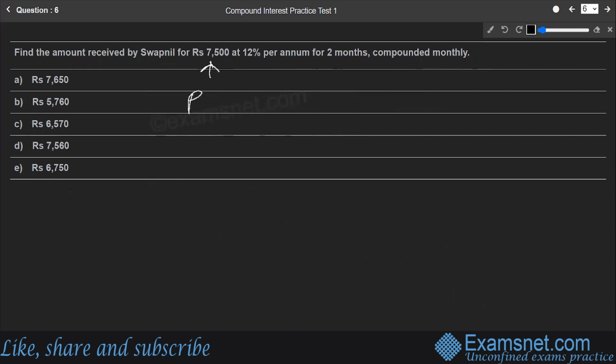Okay. Find the amount received by Swapnil for rupees 7,500. So clearly the principal value is 7,500 at 12% rate per annum, for 2 months compounded monthly. The time factor is 2 months, or we can write it as 2 by 12 of a year, because the formulas are always in years. One year has 12 months, so 2 months is obviously 2 by 12 years.